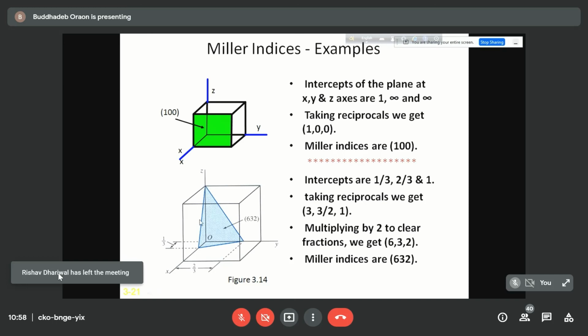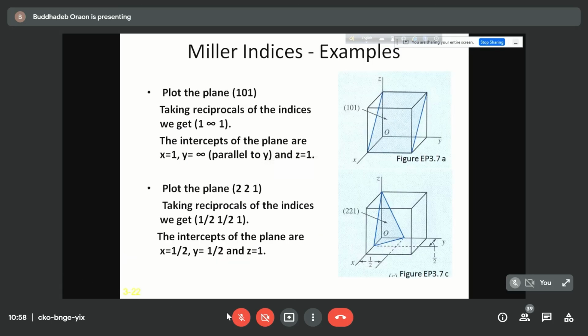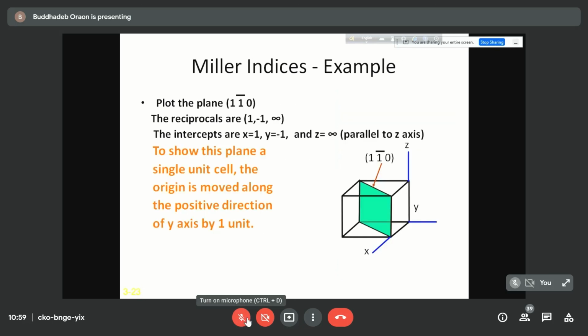Suppose you want to find out the Miller indices of this particular plane. It comes out to be 6, 3, 2. How? You take the intercepts, take the reciprocals, and convert them into the smallest integers. You will get the Miller indices. So that is the way we will be doing it. Some more examples are there. You can see for yourself, it is quite simple.